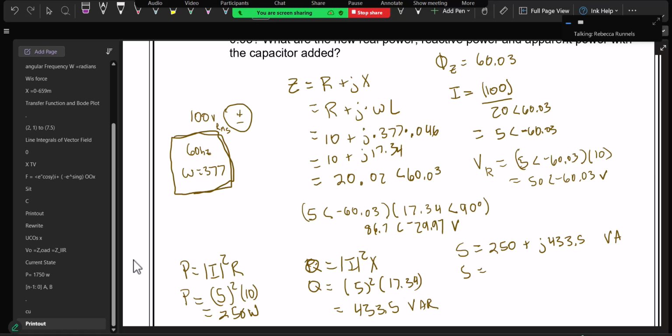If I change that to polar, I get 500 angle 60 VA. So this is the complex power. If I want the apparent power, I'd say 500 VA.